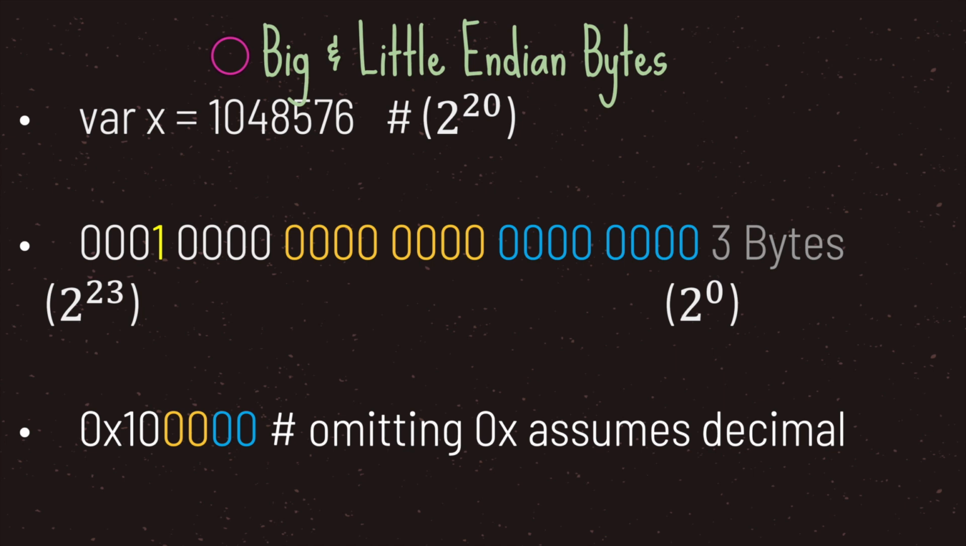Before taking a look at endianness, let's go ahead and take a look at the value we will be using in the example. So in this case, imagine we have a variable x which is equal to the value 1,048,576. You can also think of that as 2 to the power of 20. And the hexadecimal representation is down here, which is represented by 0x100000.